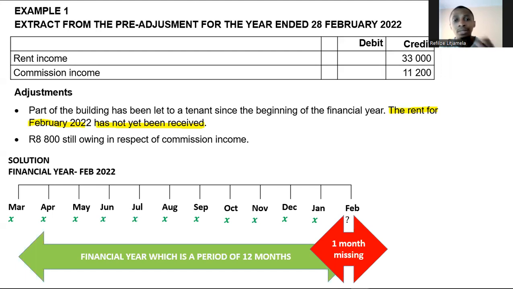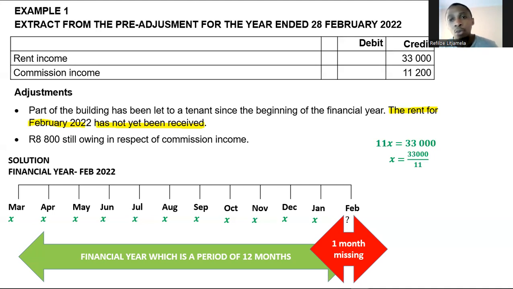If you add all these rentals that you have earned since the beginning of the year, you realize that you have earned 11 times X amounts of rent. 11 relates to the 11 months that you have received the rent, because that amount that we have in the trial balance, the 33,000 rent, is only for 11 months. How do we know that? Because we are told that rent for February has not yet been received. So I'm missing that rent for February. So we know that 11 months of X amounts of rent will amount to 33,000 rent. Now we will simply take that 33,000 and divide it by 11 to determine the monthly rental amount that we're supposed to have received.